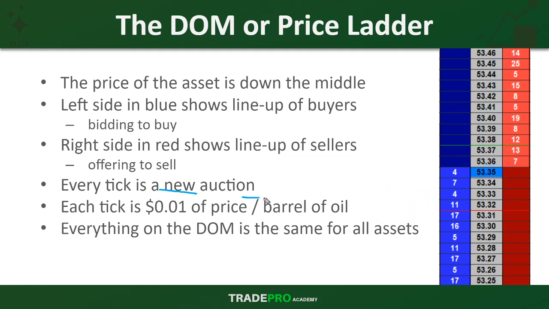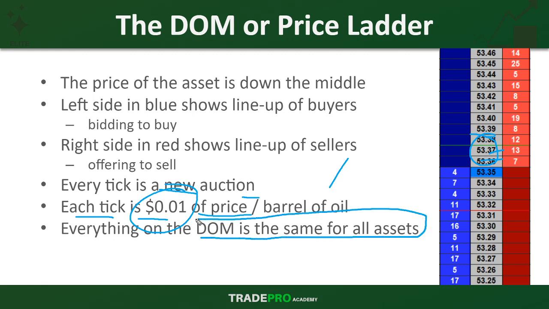Every tick is a new auction, and each tick is 1 cent of price per barrel of crude. So every tick right here, one, two, three ticks of price action, is a new auction. And everything on the DOM is the same for all assets: tick by tick data, and also the inventory on either the bid side or the offer side.